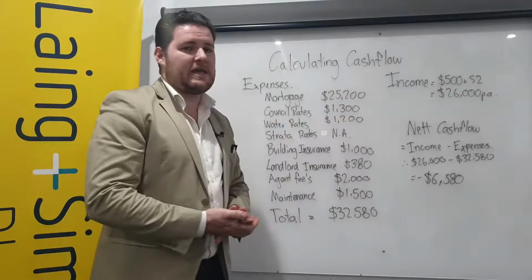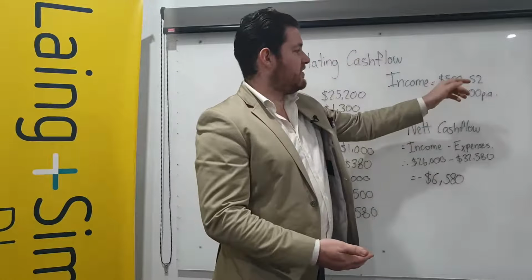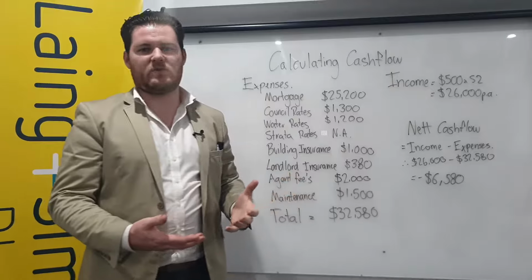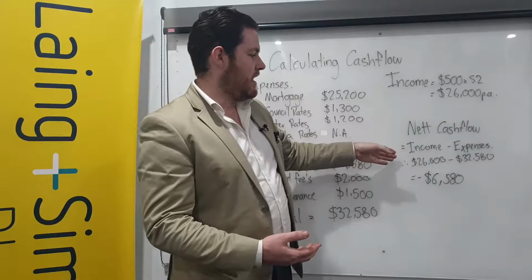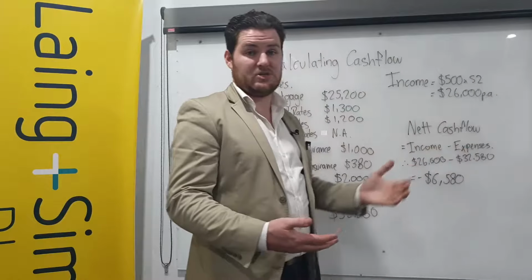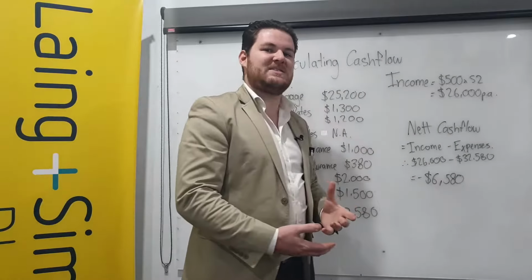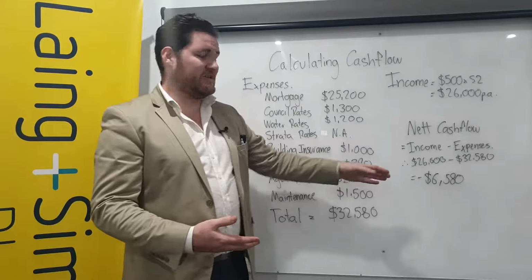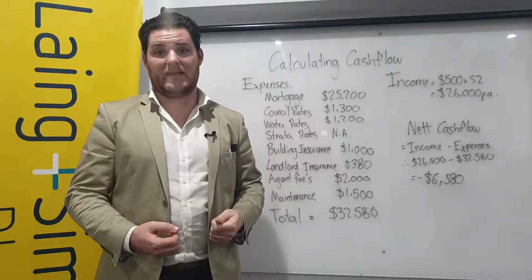Now let's come over to the income side. We said we had $500 a week rent, 52 weeks in the year, brings us to an annual income of $26,000. Therefore, our net cash flow position would be our income minus our expenses. So in this case, $26,000 minus the $32,580, which would give us a net cost of $6,580. Now, you'll notice that the number is actually negative because it's going to cost us more money to retain this property than what it's making us.